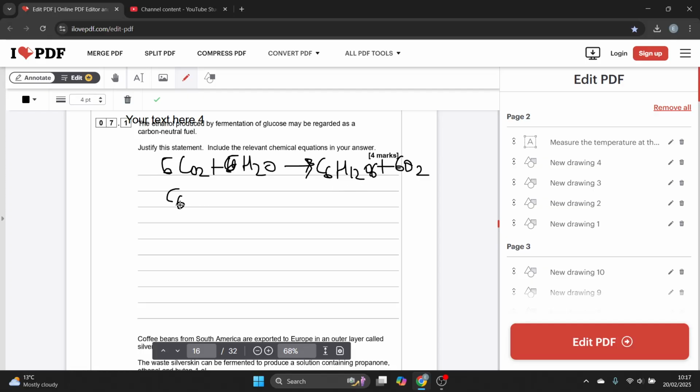Then I've got C6H12O6, and this process is called fermentation, to form 2C2H5OH plus, I know I'm forming carbon dioxide, but how many am I going to form? Well, it's going to have to be 2, because I've got 4 carbons from the ethanol, so I need 2 there.